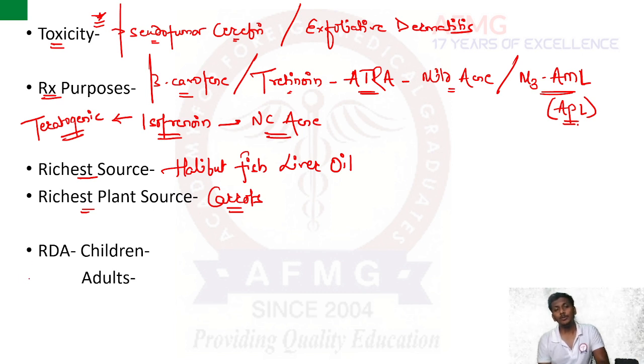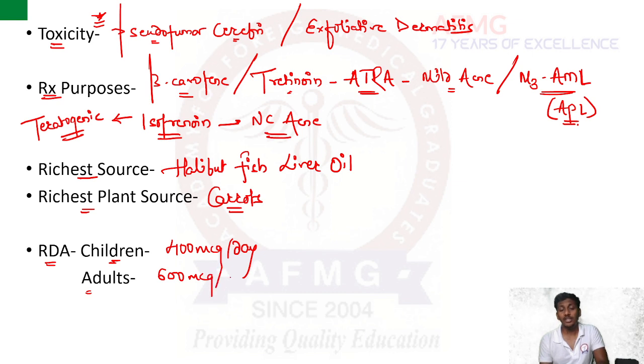Then if I talk about the recommended dietary allowance of vitamin A, for children it is usually 400 micrograms per day. For adults it is usually 600 micrograms per day, which increases to 800 micrograms per day in pregnancy.